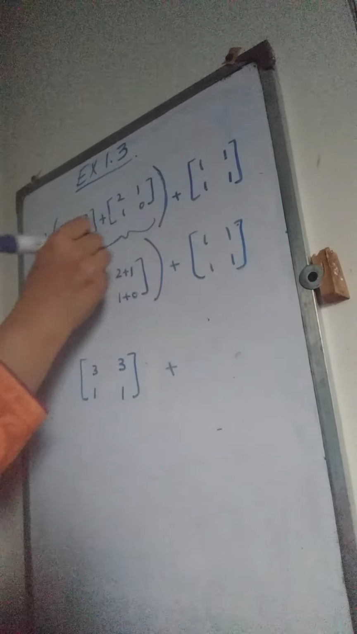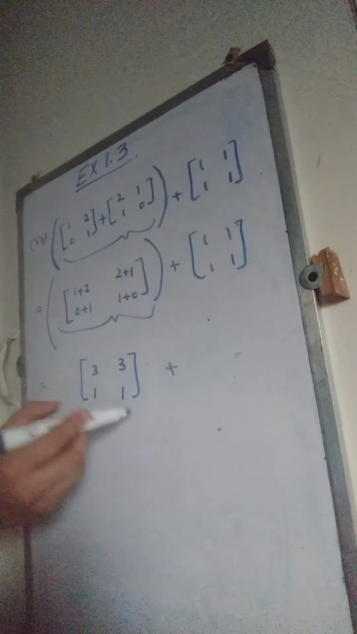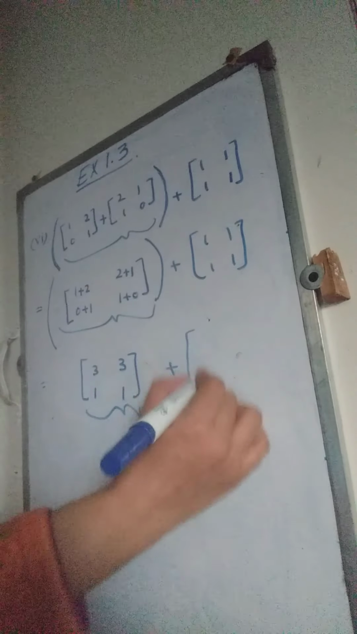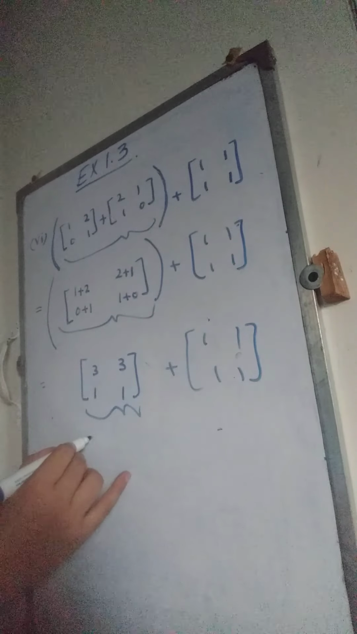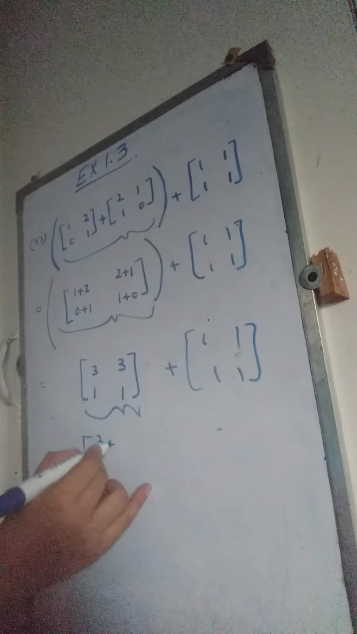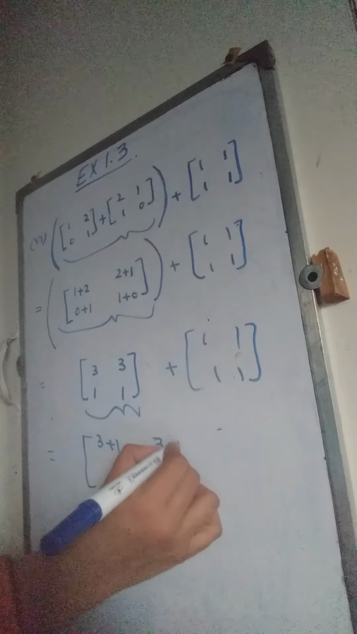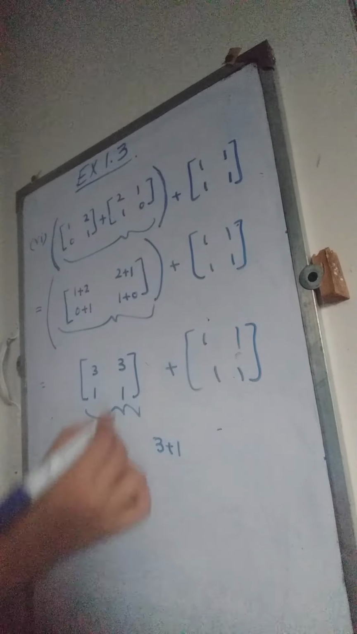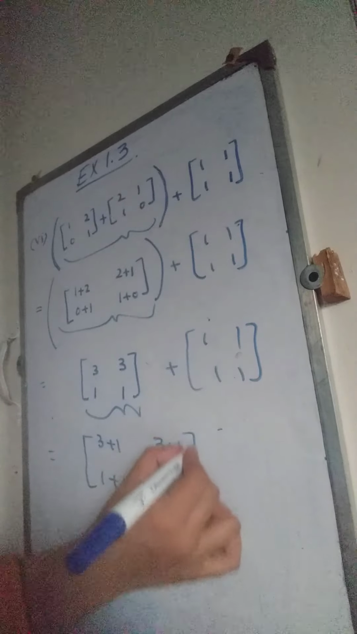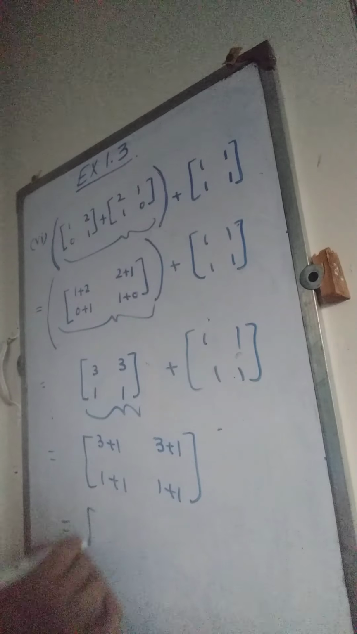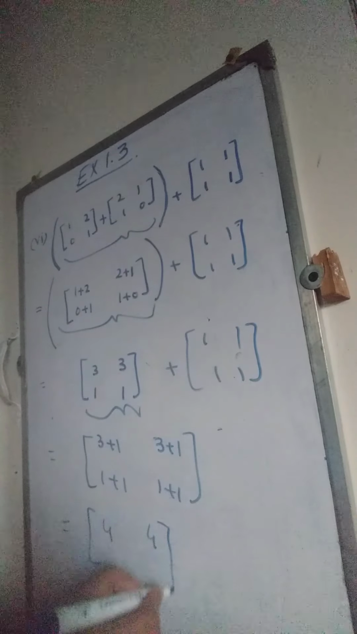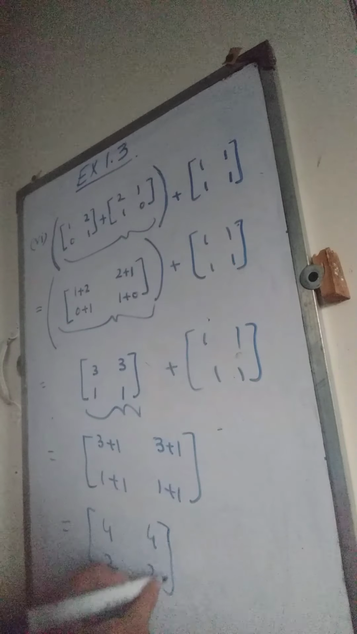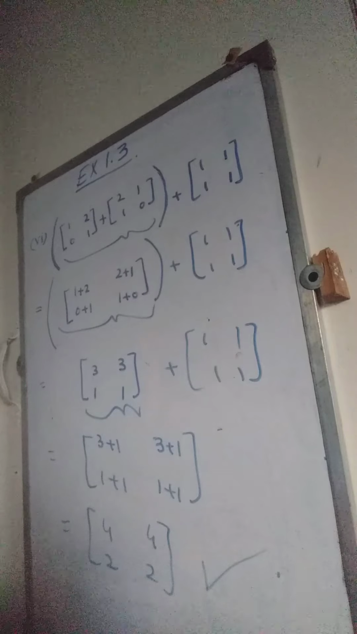First we had to solve this bracket. We obtained the answer. Now we have to add these two matrices in the same way as we did before. 3 plus 1, 3 plus 1, 1 plus 1 and 1 plus 1. The answer will be 3 plus 1, 4, 3 plus 1, 4, 1 plus 1, 2 and 2. This is the answer of the question.